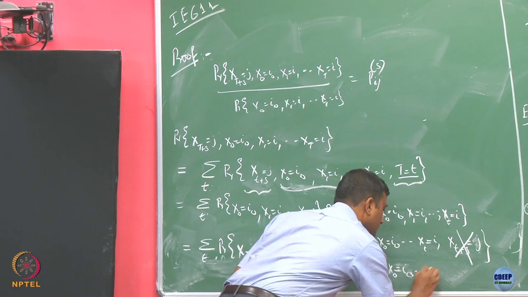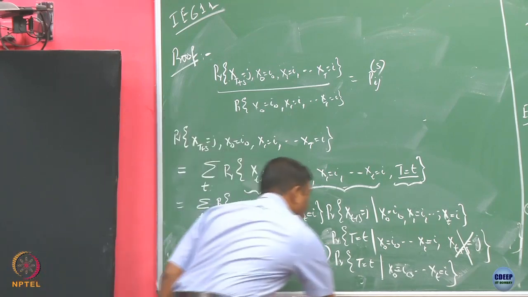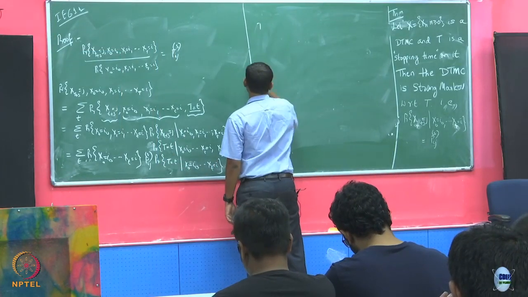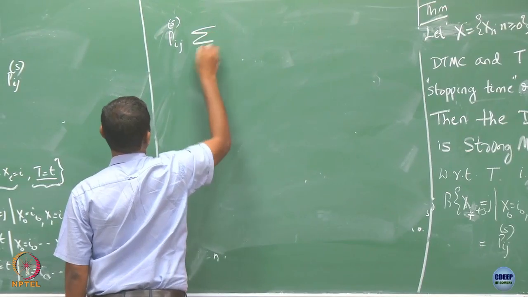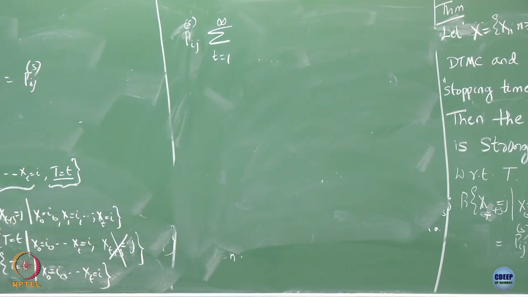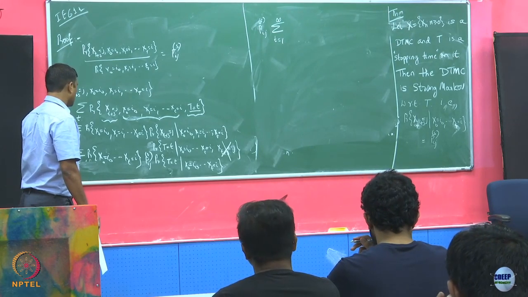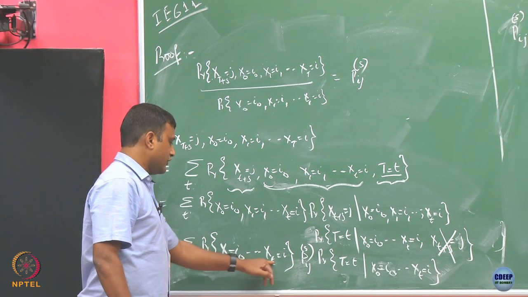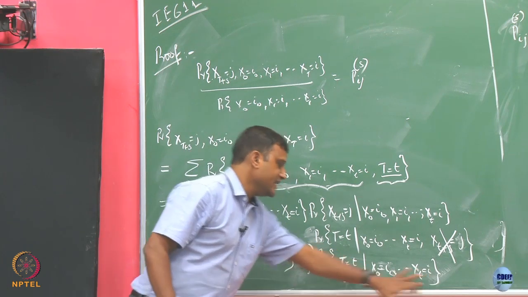okay, I am just rewriting this. Now let us reorganize this a bit. I am going to pull this guy P_ij outside because that is independent of t. Summation t equals 1 to infinity. This is basically for all values of t, right? Now focus on this. What you have? Probability that X_0 equals i_0 all the way up to X_t equals i, and then you have probability that T equals t conditioned on only these many terms.